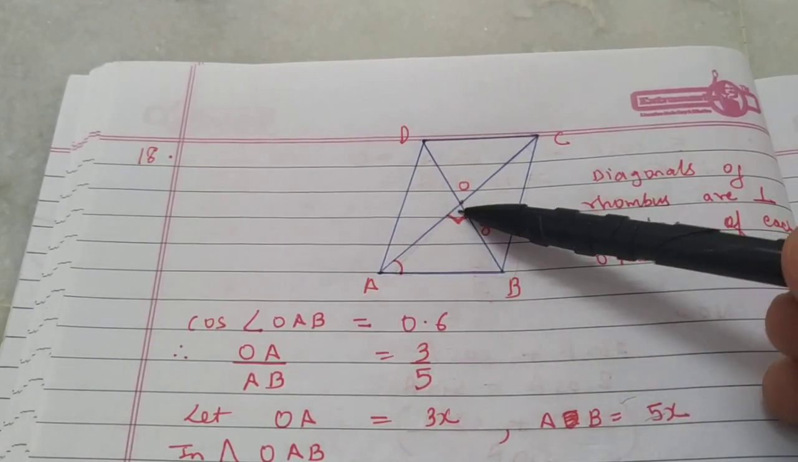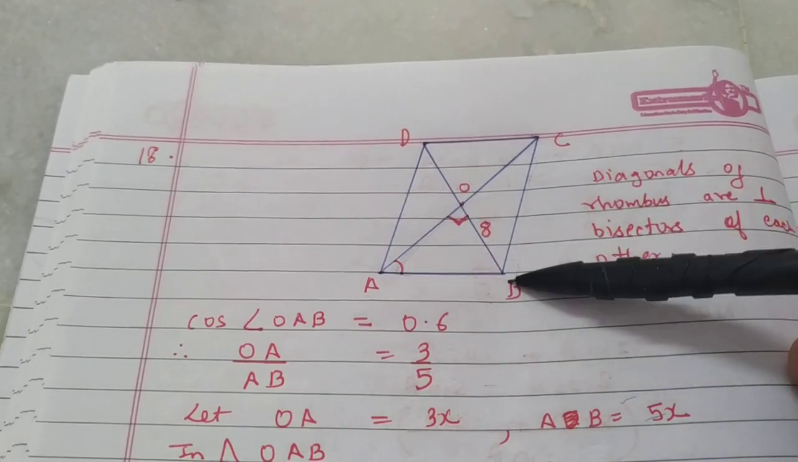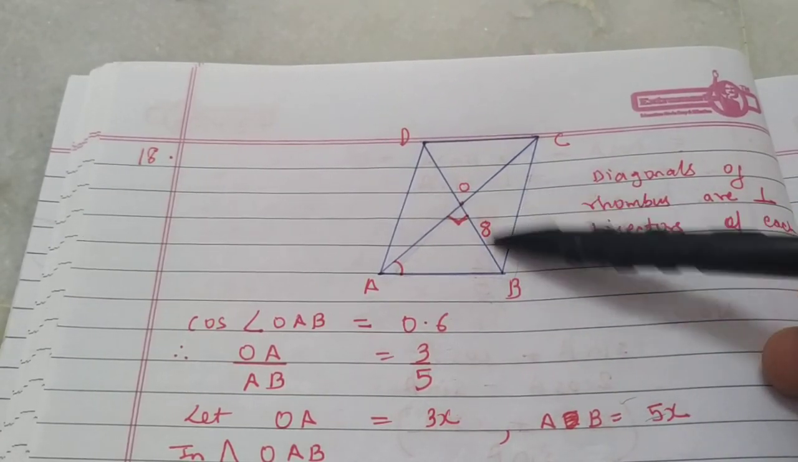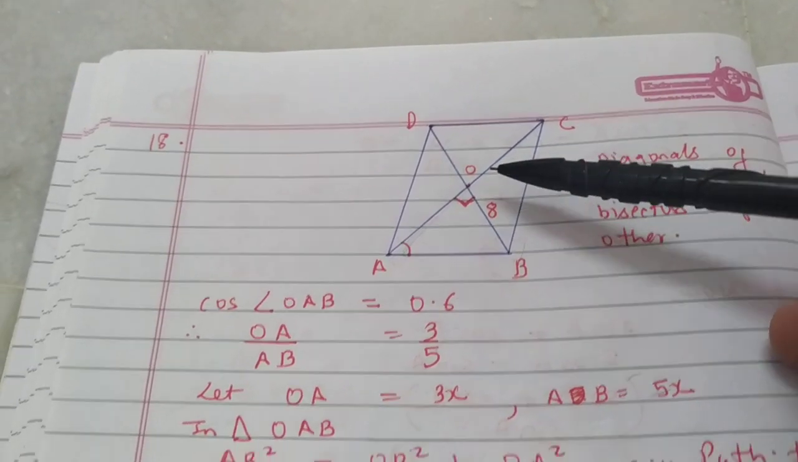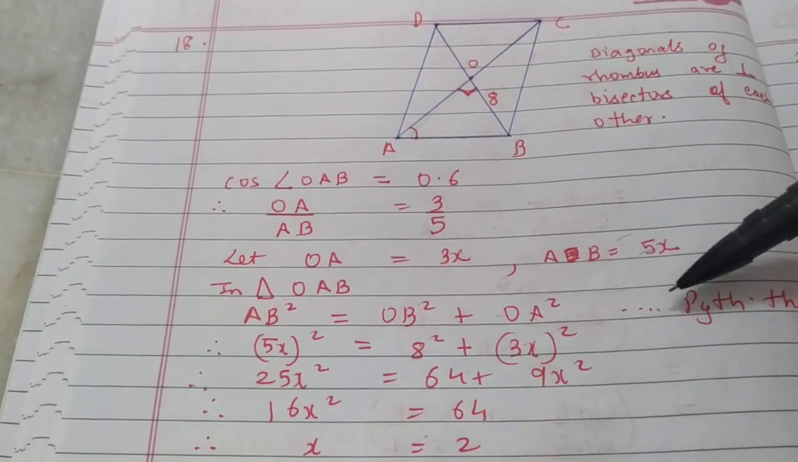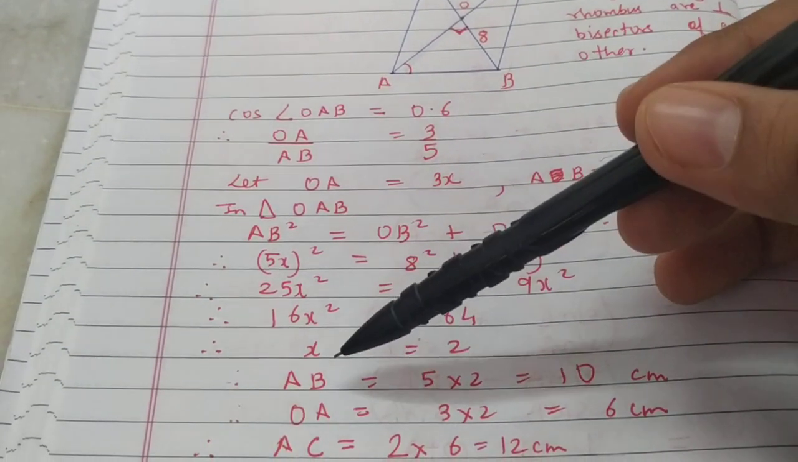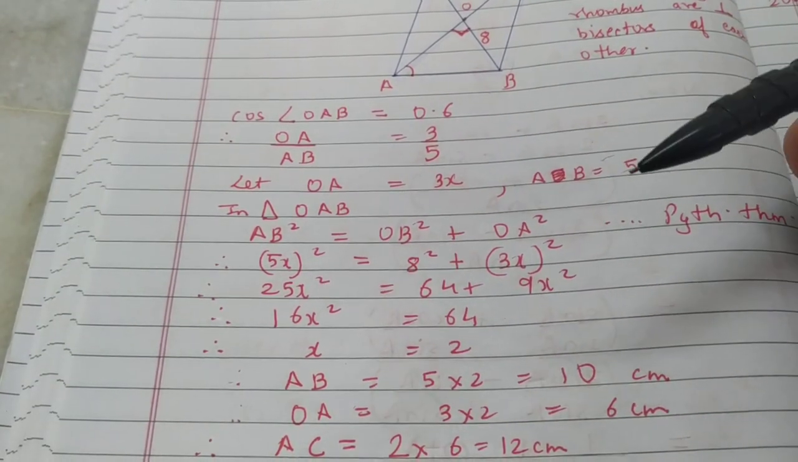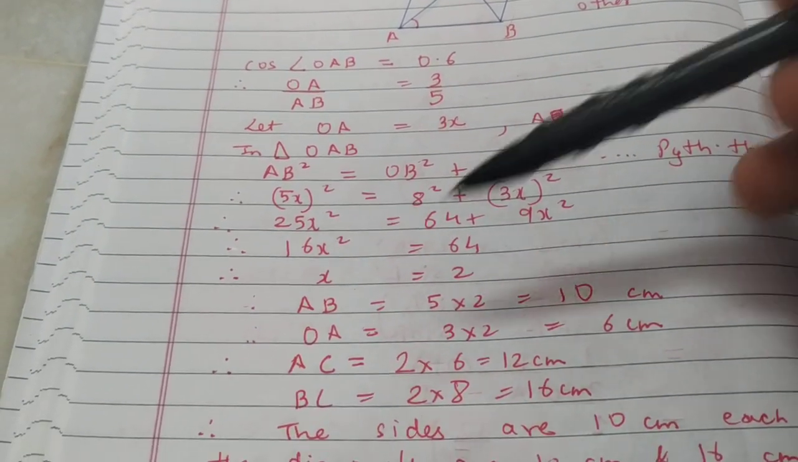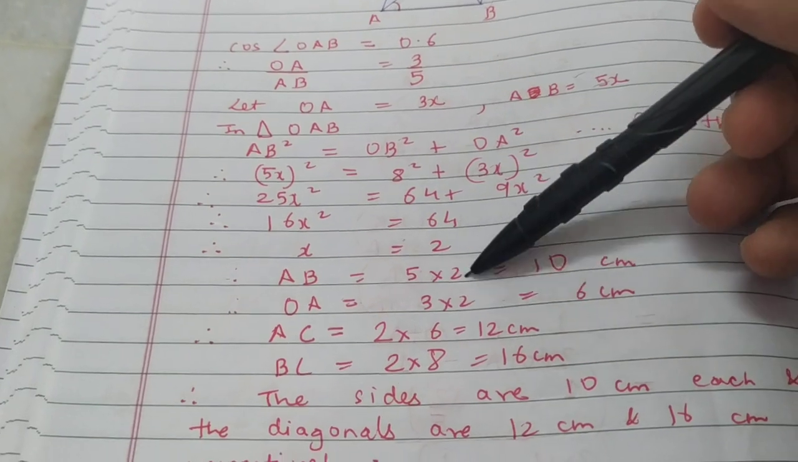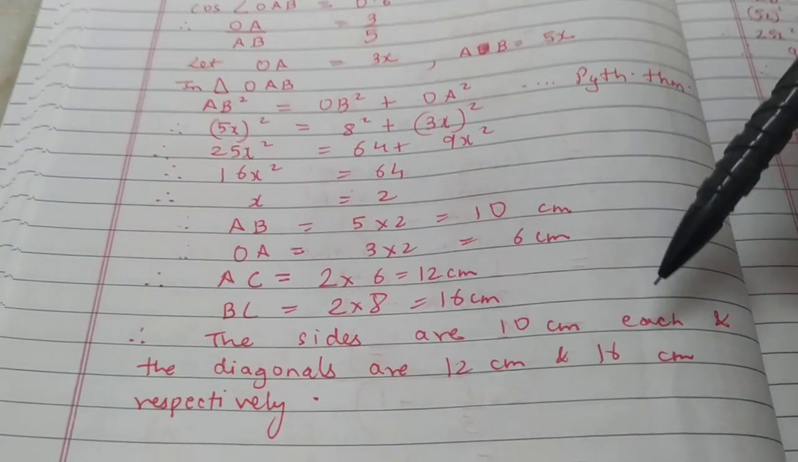And now we can use Pythagoras theorem in triangle OAB. OA 3x, AB 5x, and OB we know the actual value as 8. That's great. So now we can use Pythagoras theorem, get the value of x, substitute and get the actual values of AB and OA. And now the sum is so straightforward. The double of OA will give you the diagonal, and each side is also found. And write the final statement.